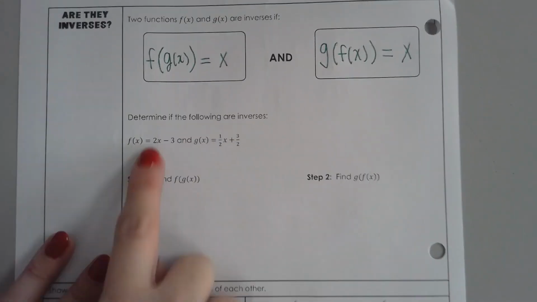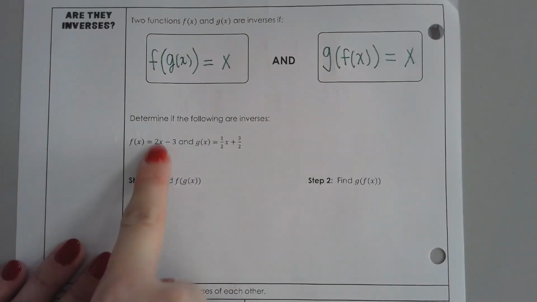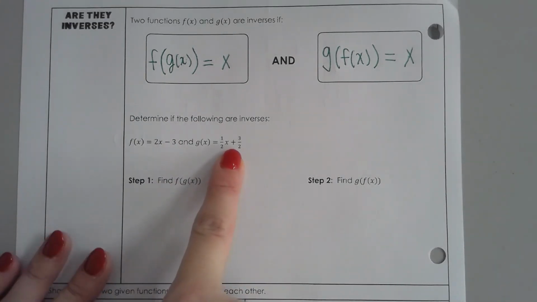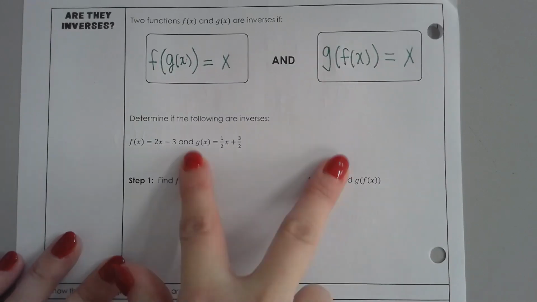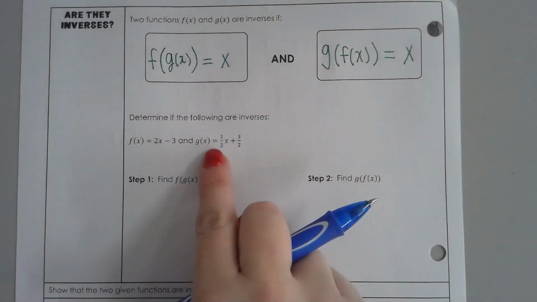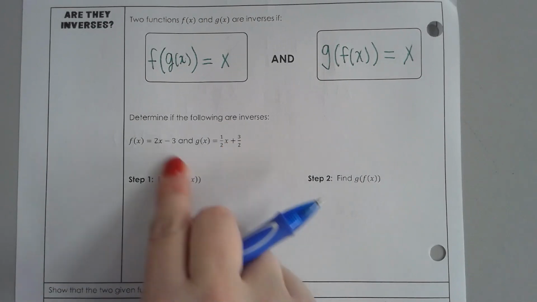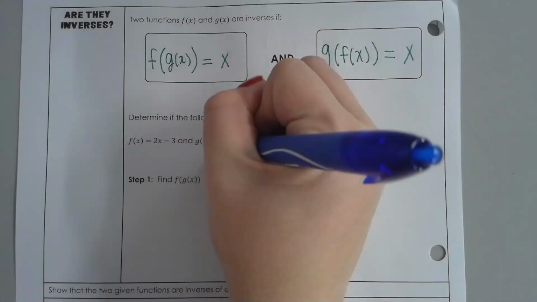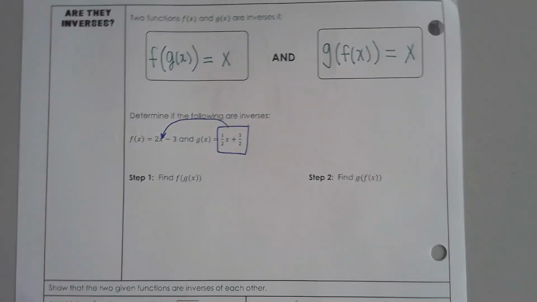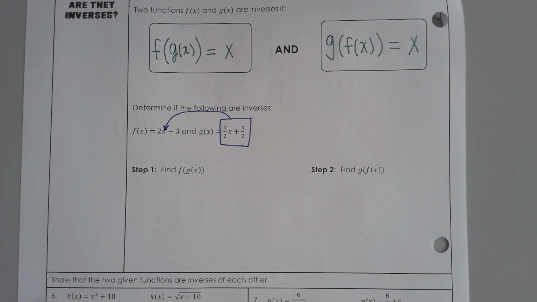So for example, I have 2x minus 3 and I have 1/2 x plus 3/2. And I need to know if they're inverses. I've got to do both of these things right here. So f of g of x. I'm taking this function and putting it into f. So I'm taking this and putting it into there. And I'm going to see if that equals x.